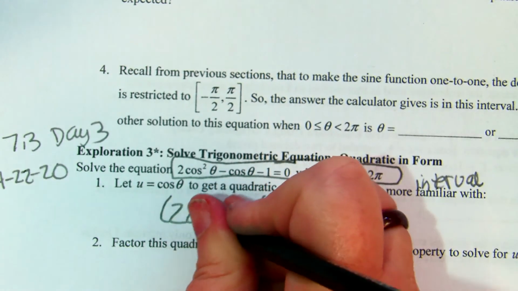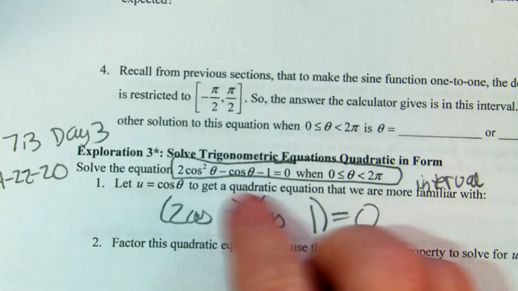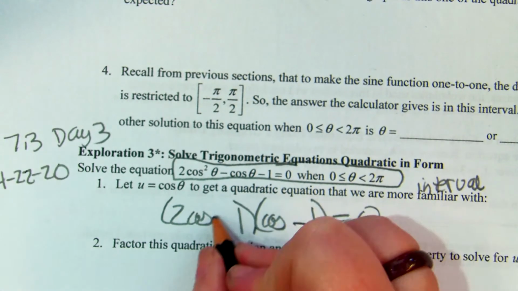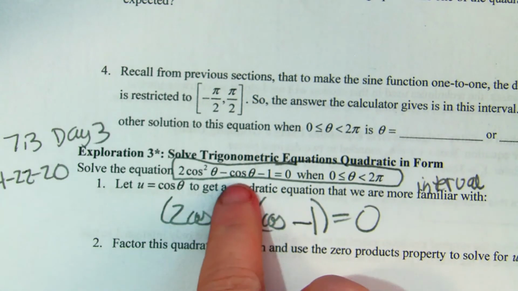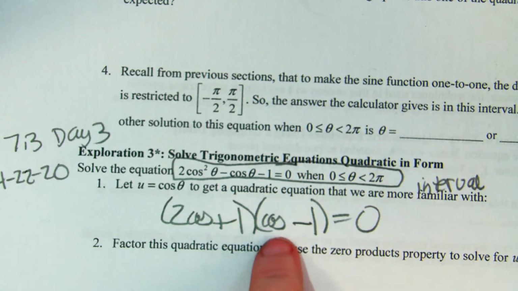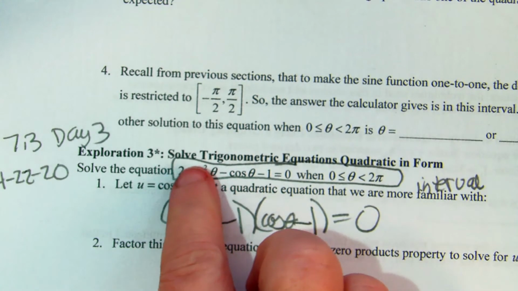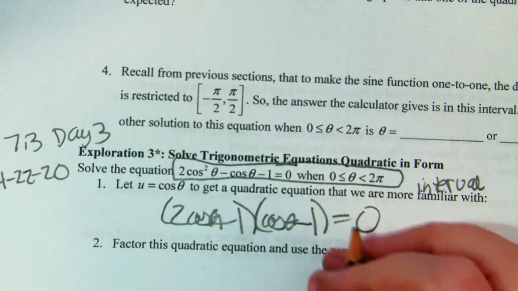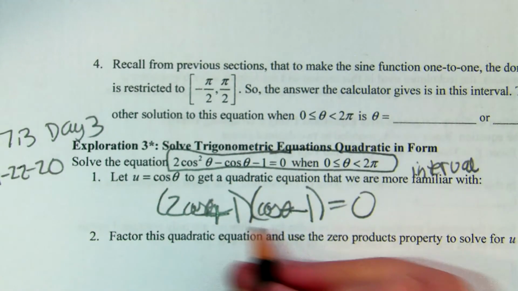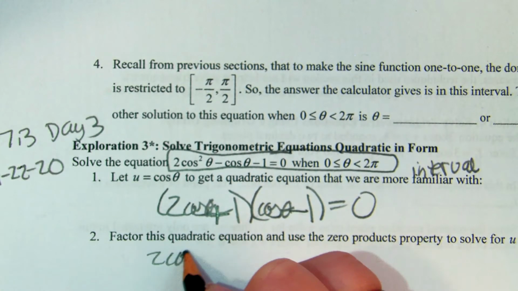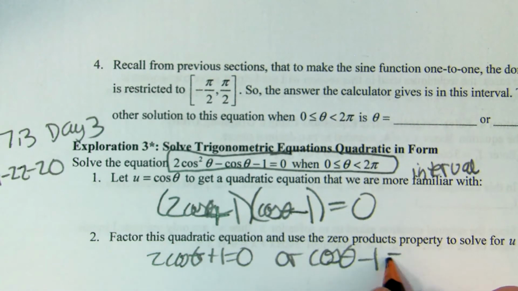So there's a 2 in front. The variable is cosine. We need a 1. 1 times 1 is 1. We need a negative. 2 is bigger than 1. So we get a negative 2 cosine plus 1 cosine is negative 1 cosine. 2 cosine times cosine, these need thetas. 2 cosine squared theta, and positive 1 times negative 1 is negative 1. So then we set each factor equal to 0. 2 cosine theta plus 1 equals 0, or cosine theta minus 1 equals 0.